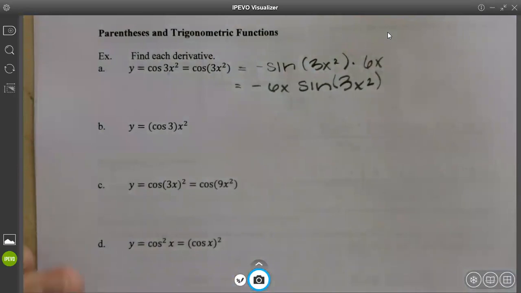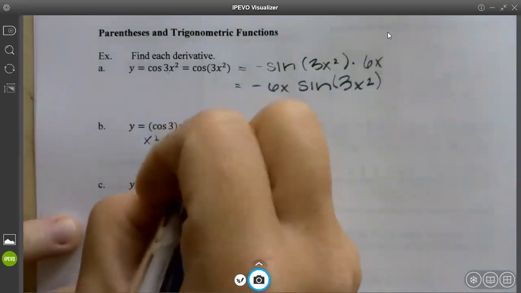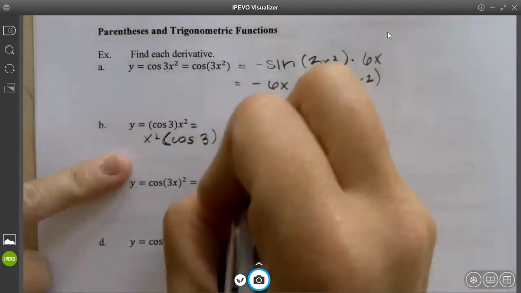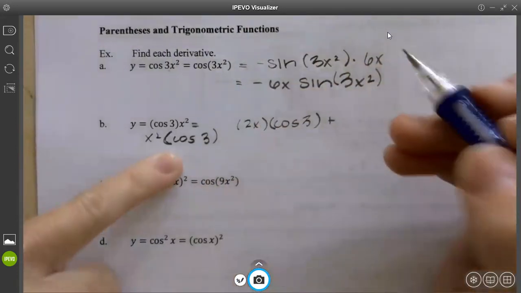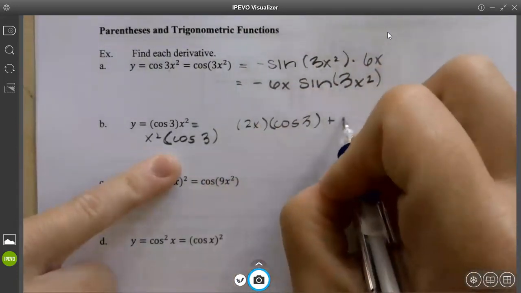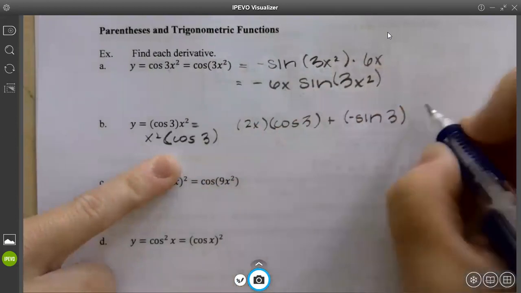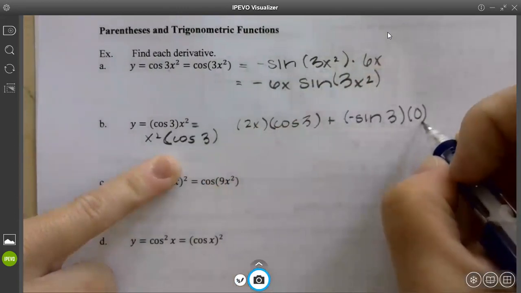Look at the difference in this one. I would almost even rewrite it as x squared cosine 3. So you're not looking at it like x squared is part of that cosine. So what would I have to use on this? Product rule. So what's the derivative of the first? Times cosine 3 plus, what's your derivative of cosine 3? But what's your derivative of 3? 0, right? Everybody see that?